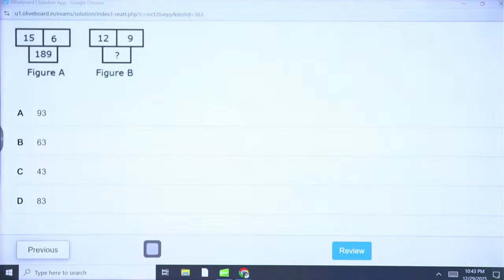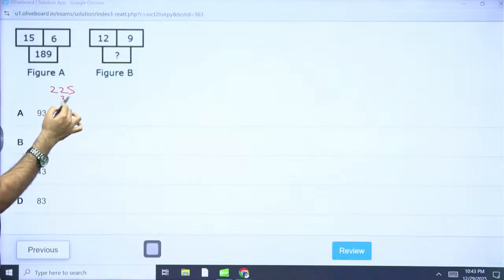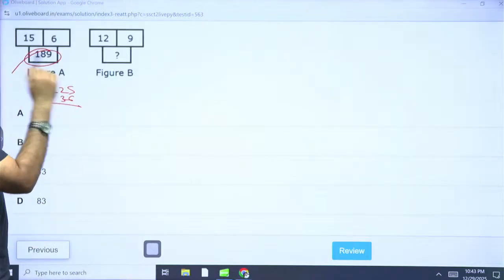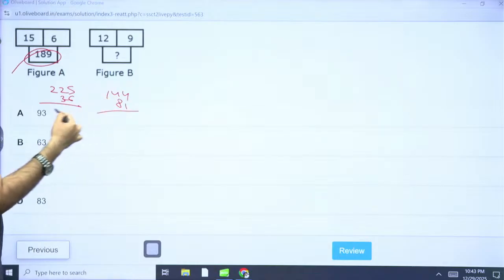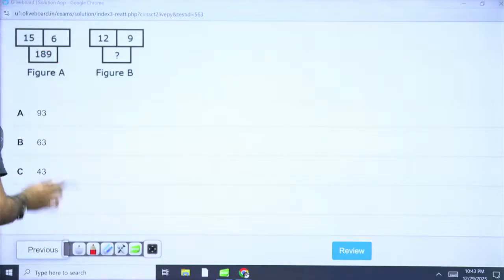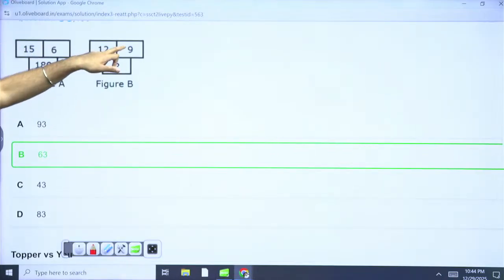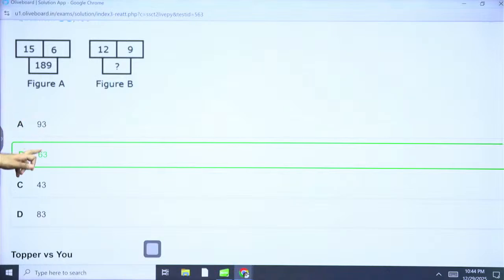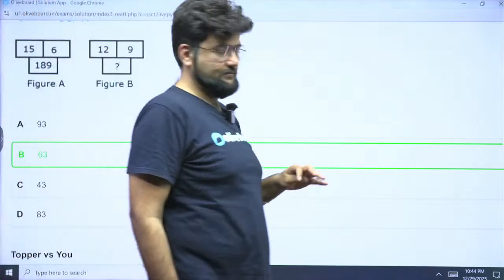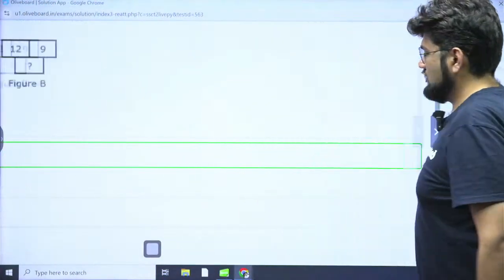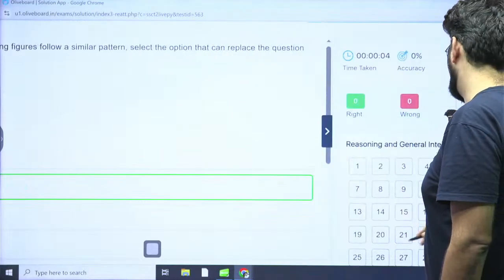Special numbers. N square minus m square. N cube minus m cube. 225, 36, 189. So 144 and 81. 63. Option B. Difference of squares. So we could have seen simply as 15 plus 6 into 15 minus 6. 21 into 9. So this is 21 into 12 minus 9, 3. That is 63. 12 plus 9 into 12 minus 9. Okay. 29 seconds. Wow, that was pretty fast.